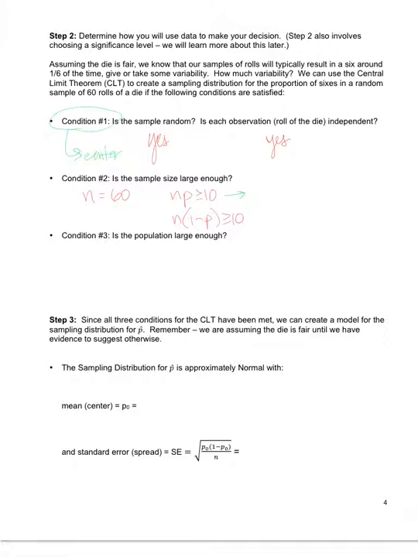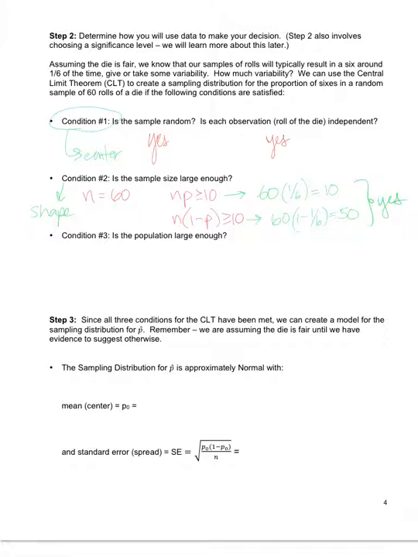So for this first one, we're doing 60 times 1/6. Notice that gives us 10. So if we had done any fewer rolls, we wouldn't get to 10 for that condition. And here, 60 times 1 minus 1/6 is 50. So we can say, yes, this condition has been satisfied. And again, thinking back, if you remember, condition number 2 affected the shape of the distribution.